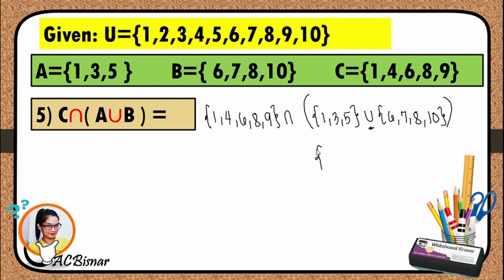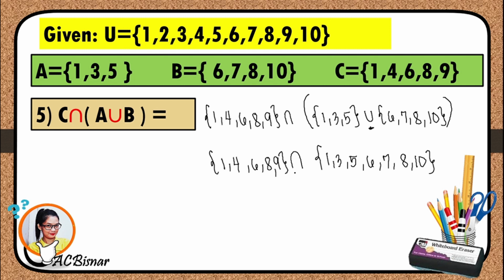So we have 1, 3, 5, 6, 7, 8, and 10. Then we need to find its intersection with set C, which are 1, 4, 6, 8, and 9. Well, to get the intersection, you need to find the common elements. Okay, there is 1 as a common element. Do we have 4? We have 6. Do we have 7? We have 8.